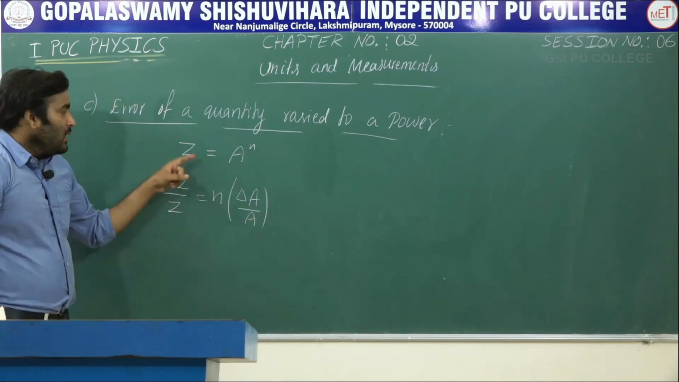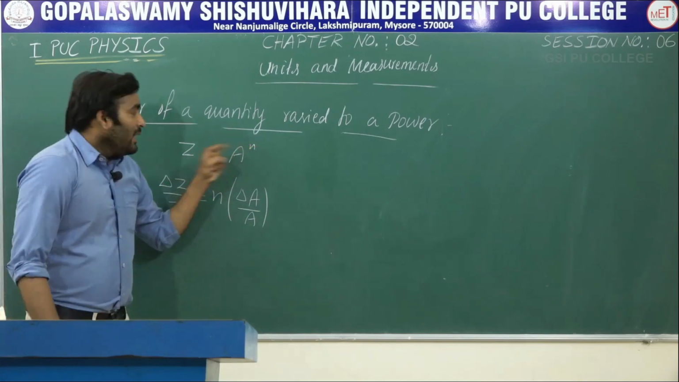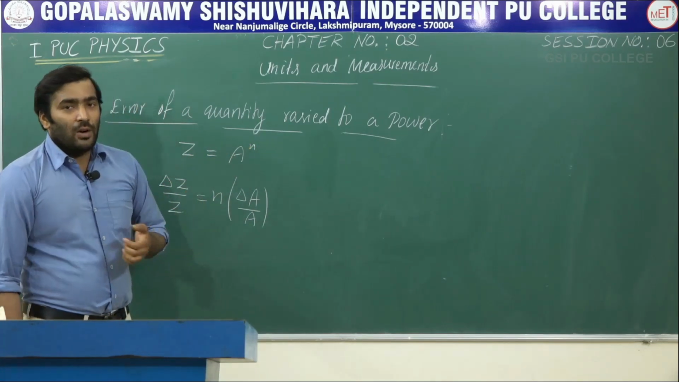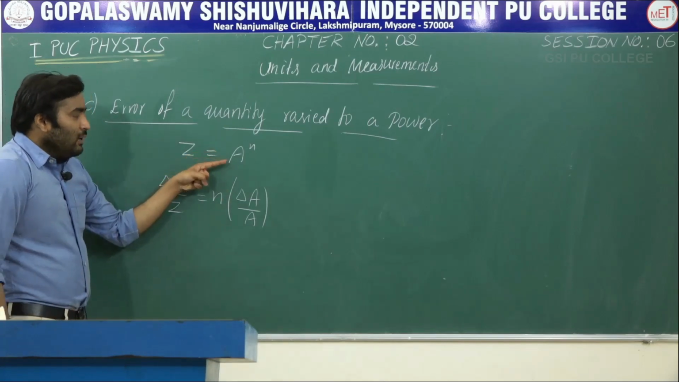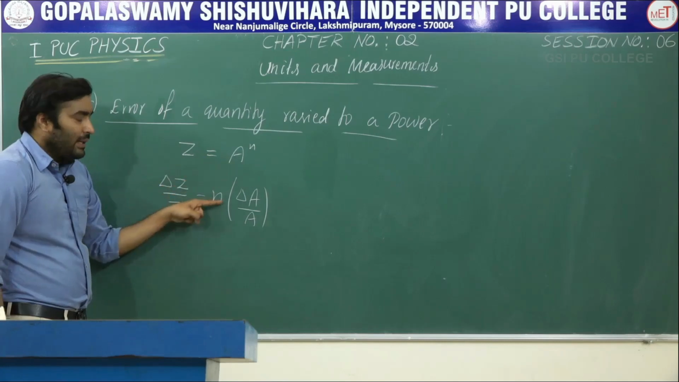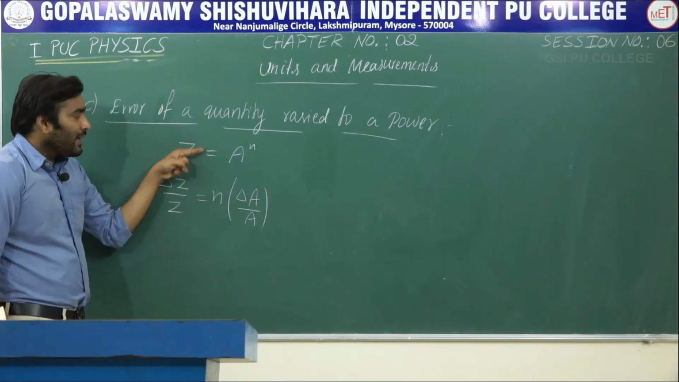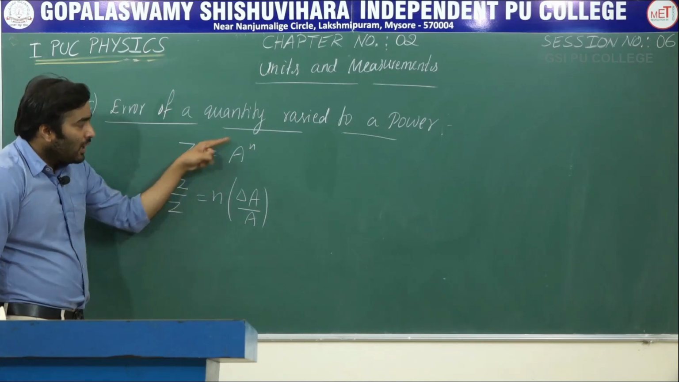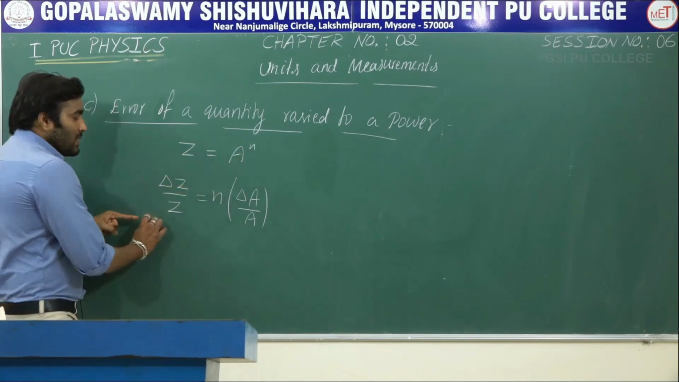So in the equation z is equal to a power n, n may be an integer or it may be a fraction. So in this case, what should we do with n? We should multiply it to the relative error. To find the relative error in z, what we need to do is we should multiply this power to a relative error of a. So this is the rule.